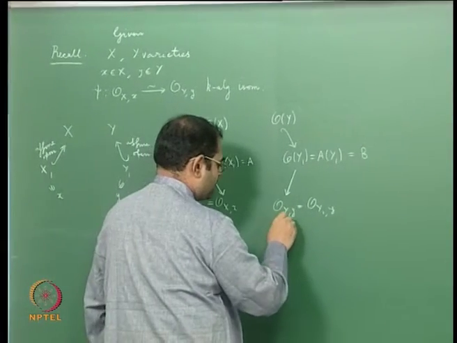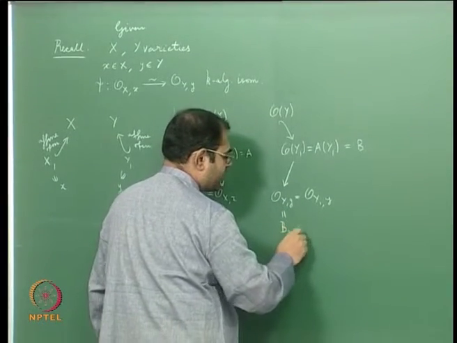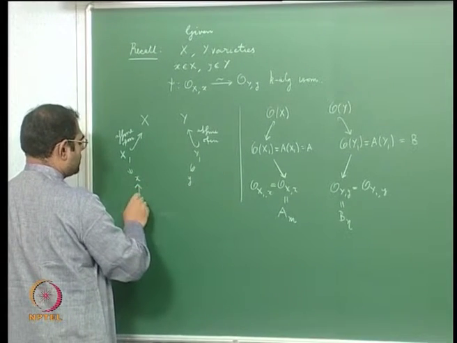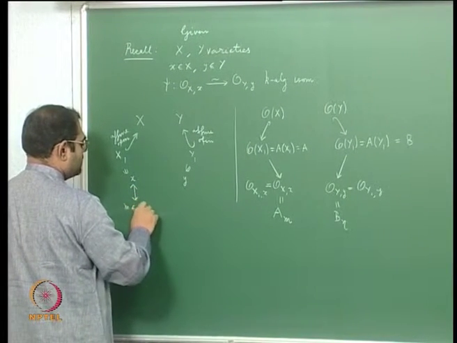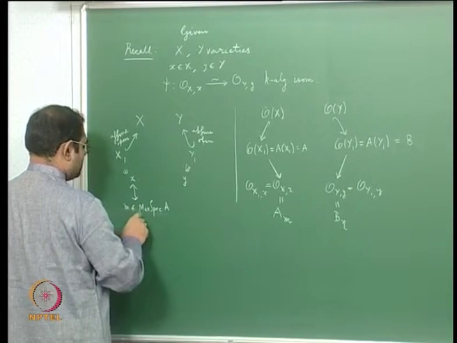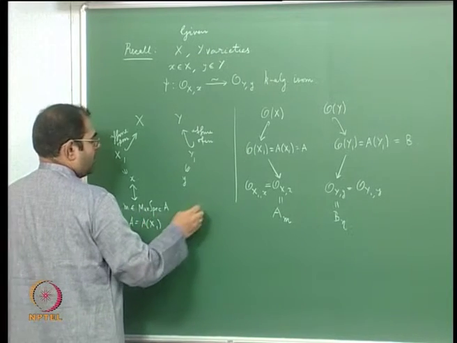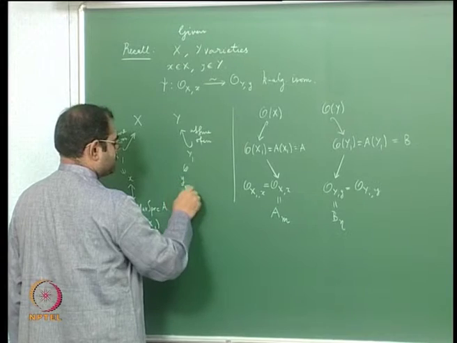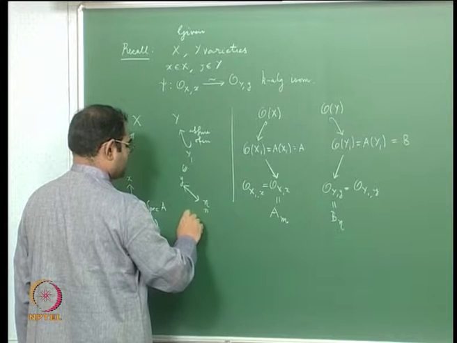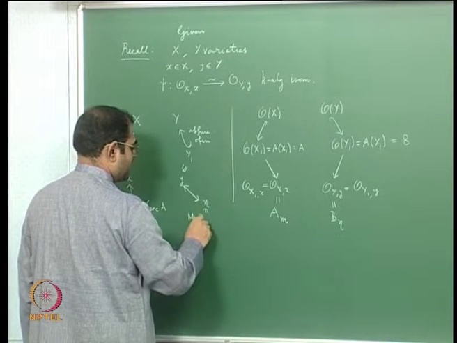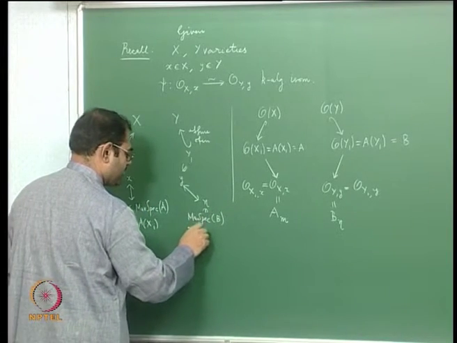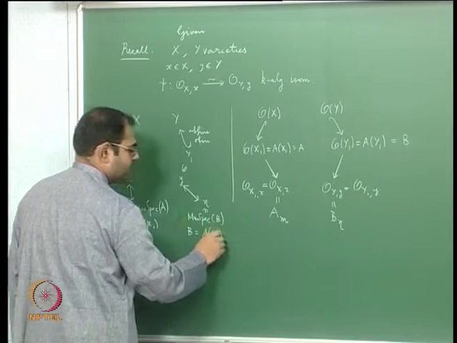And similarly this is identified with B localized at N, where x corresponds to M in the maximal spectrum of A, where A is A of x1, and y corresponds to N, which is in the maximal spectrum, the set of maximal ideals of B, where B is of course the affine coordinate ring of y1.